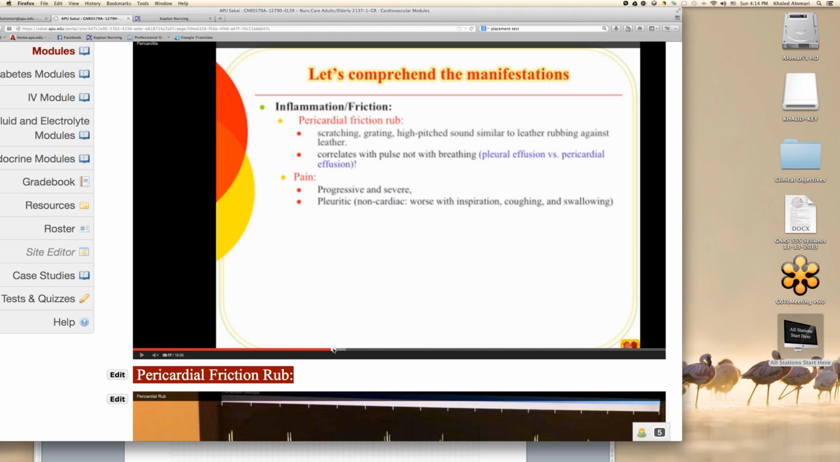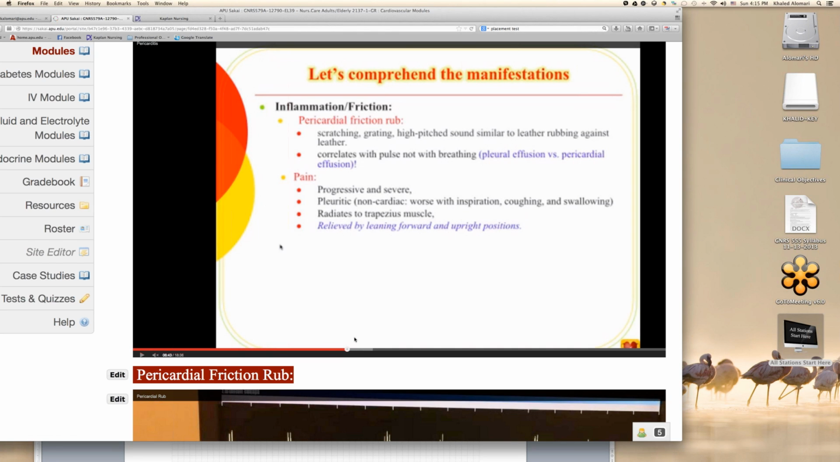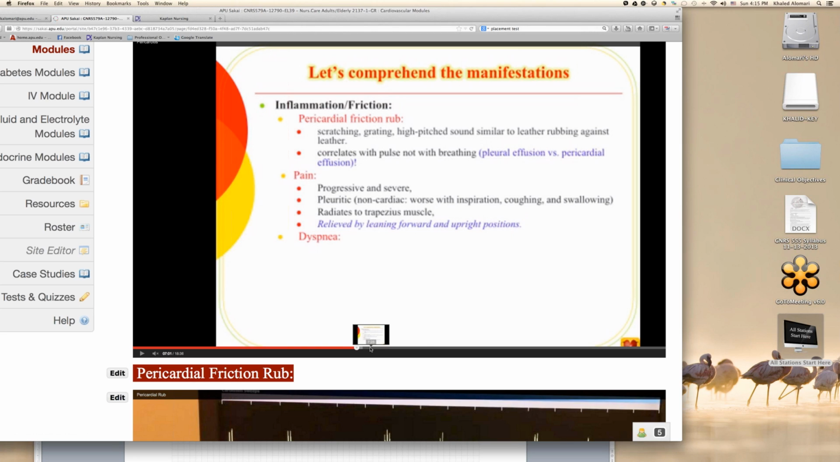Now we talked about the pain, and it's correlated with the inflammation. It's important to know the position of the patient. When you have the patient lean forward in an upright position, this will help with the pain relief temporarily. Of course, we have to treat the inflammation for the pain to completely go away.